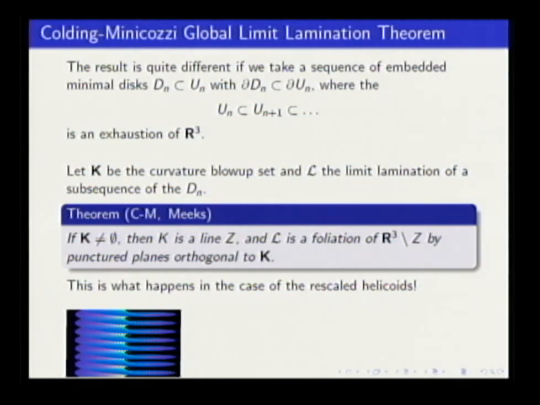OK, if the curvature set is non-empty, if it contains even one point, then K is a line. Think of it as a z-axis. Rotate everything. It's a z-axis. And L is a foliation of the entire space by horizontal flat planes that meet that line orthogonally. It's all you can get. And that's precisely what you get when you scale down the helicoid. So this is the only example. That's remarkable.